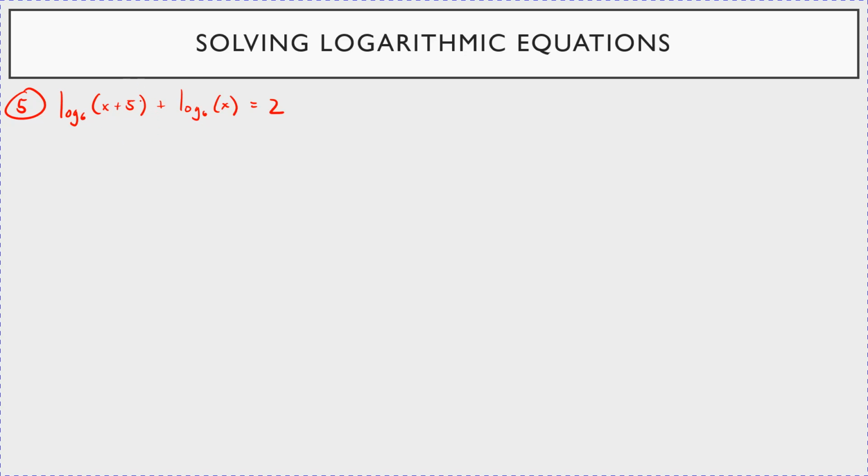What you're going to have to do is combine this into a single log. So you're going to have to use your rules of logs. I'm going to rewrite this, this plus means this is log base 6 of x plus 5 times x, which is the same thing as x times x plus 5. Wow. Okay, now what do I do? Now I'm going to rewrite this as x times x plus 5 is equal to 6 squared.